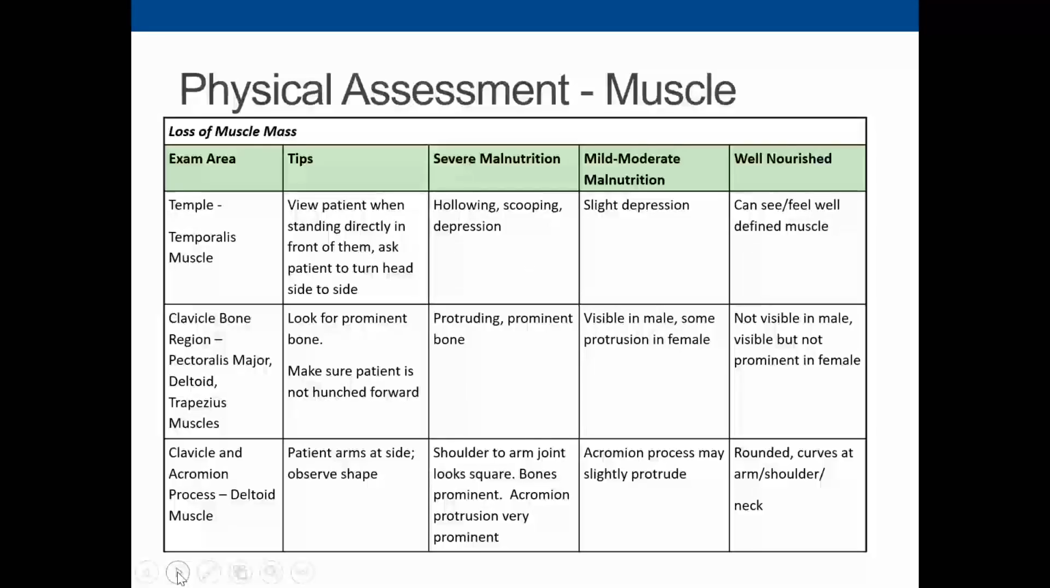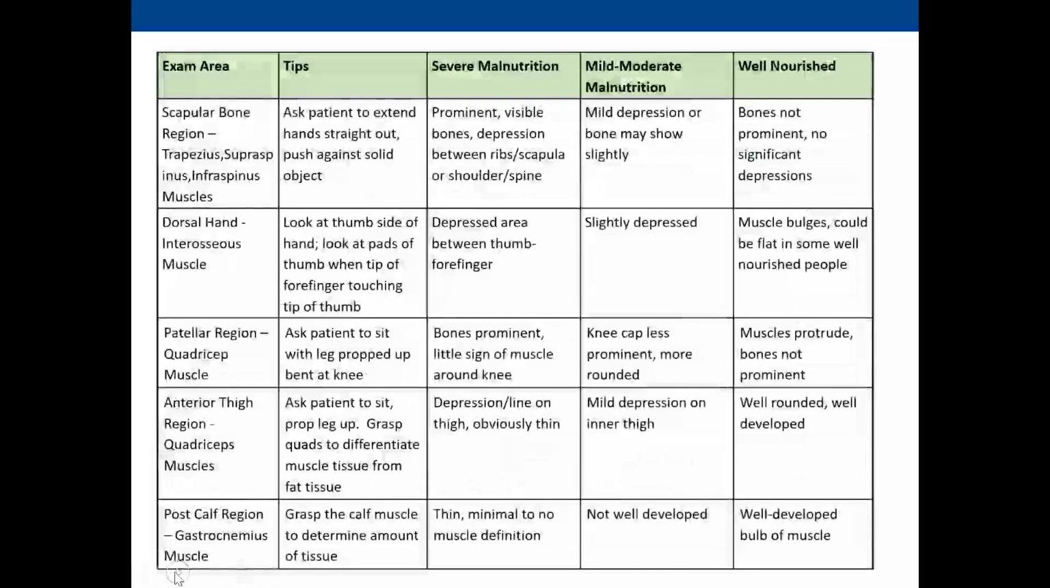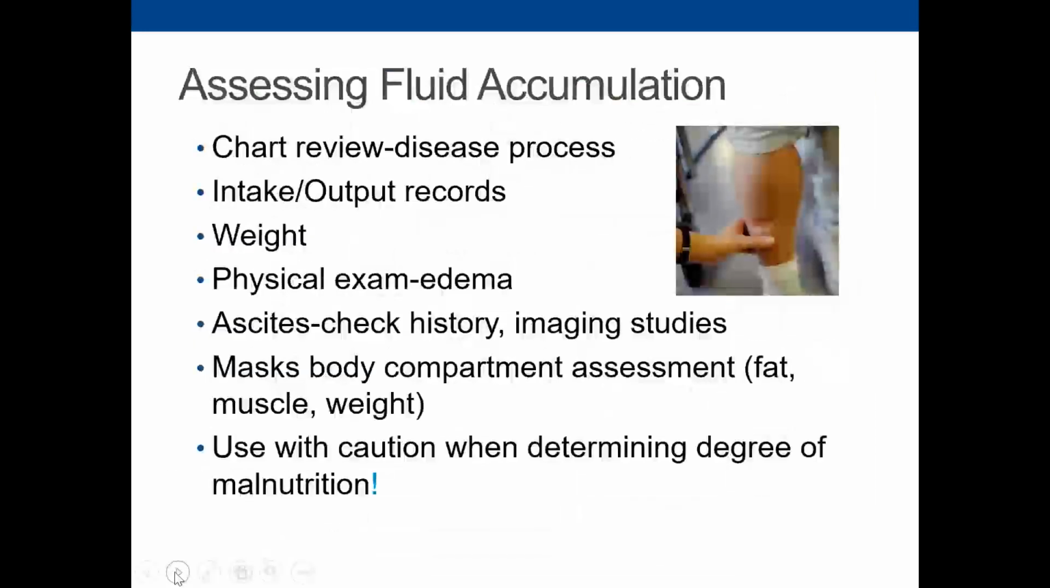This is on the Academy's website. If you search malnutrition or nutrition focused physical exam, you'll see this as a linked handout, and you can download this. But I like this because it gives you tips for performing the exam in that area. It describes what you would expect to see in someone that's demonstrating severe loss of muscle versus mild to moderate versus well nourished. So it gives 3 different descriptions, which I feel is very, very helpful when you are beginning your work in terms of physical assessment and honing your skills.